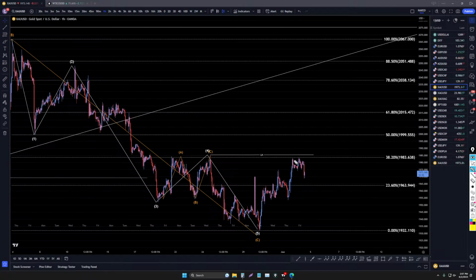Gold is not quite as convincing, but I still think gold is going to break structure probably today. Maybe it will just break structure and kind of slow down for the day and end up doing something next week, but I still think there's a very good likelihood gold will break structure today. So take that as you will.